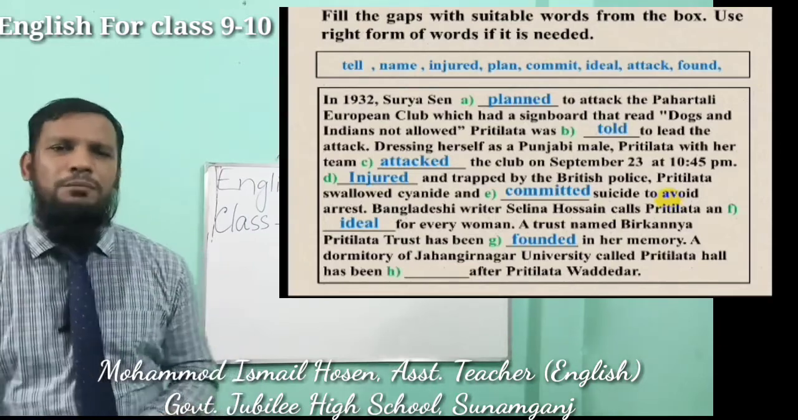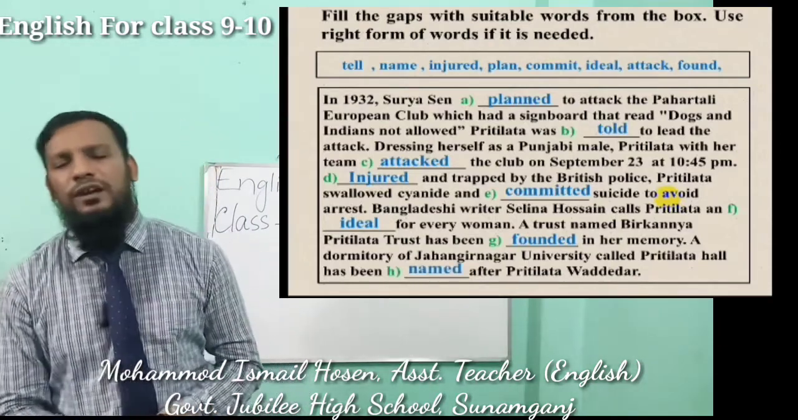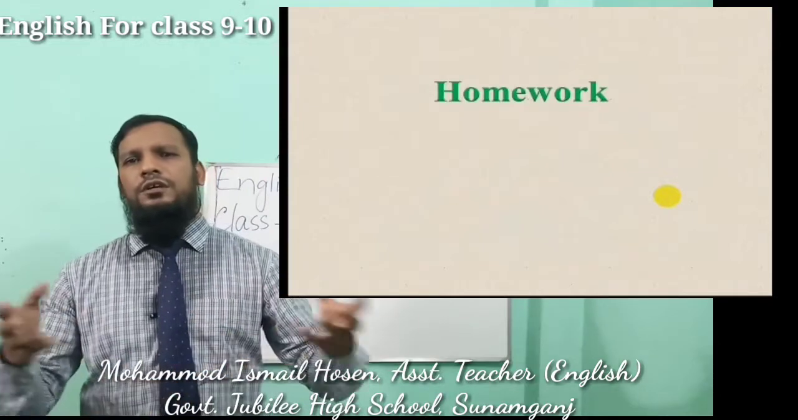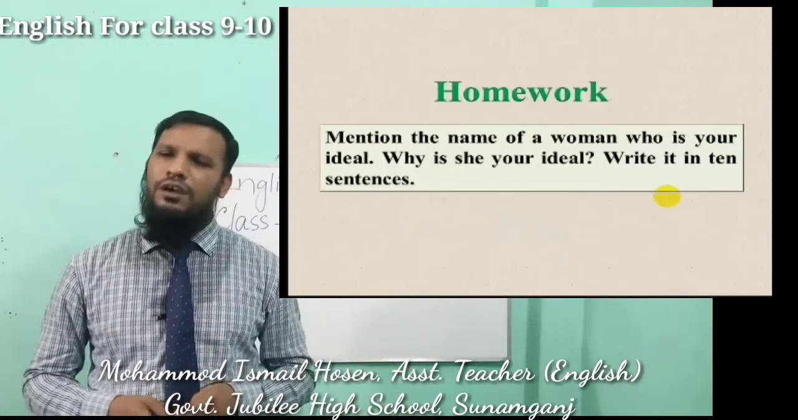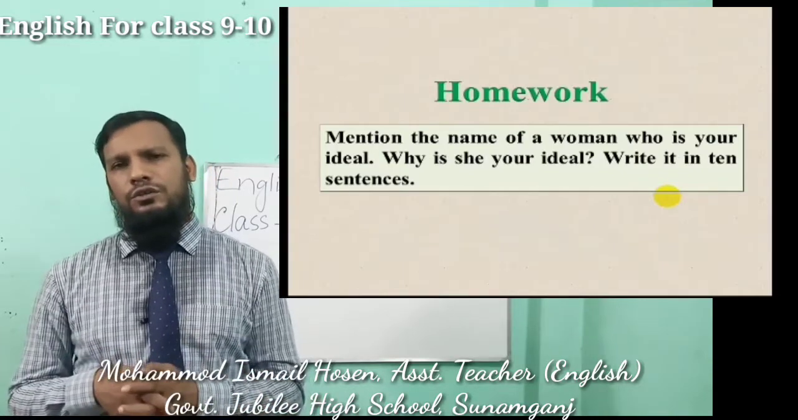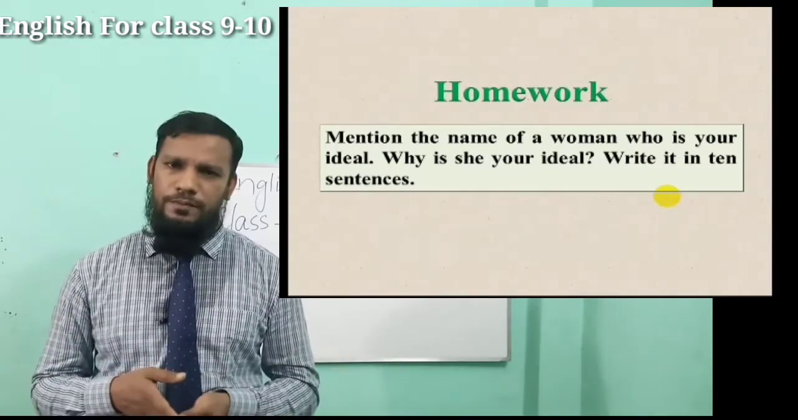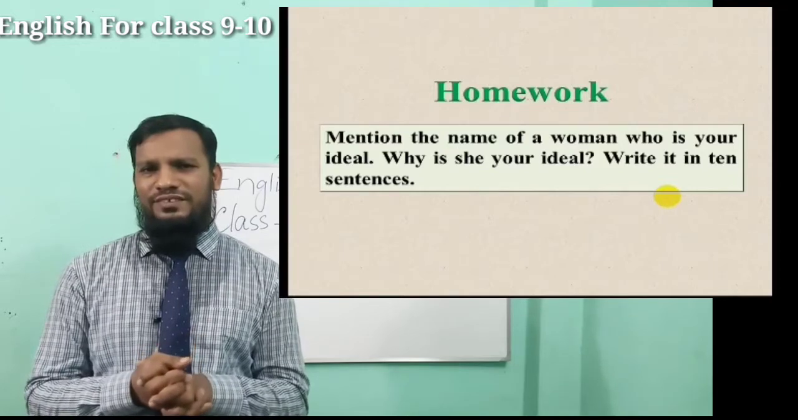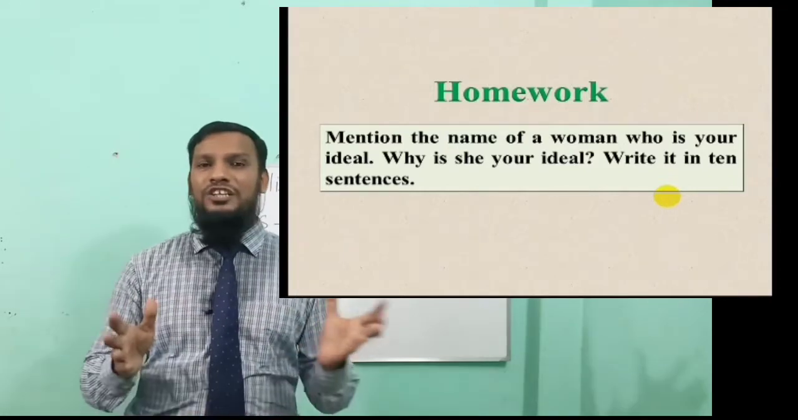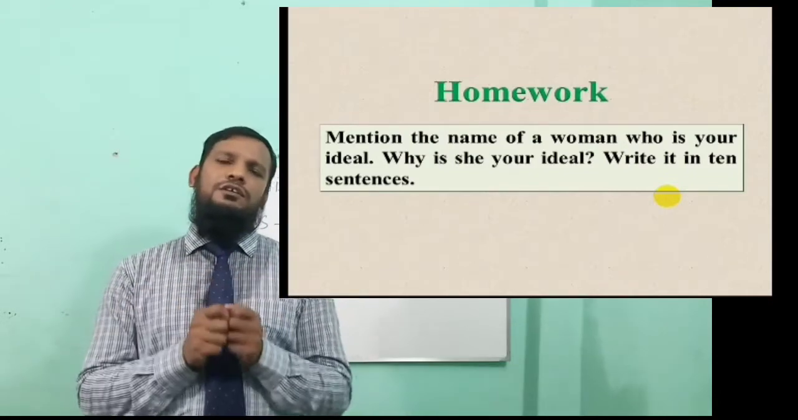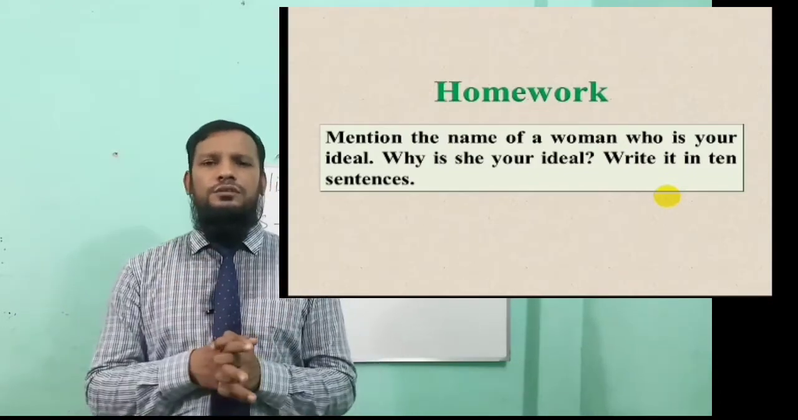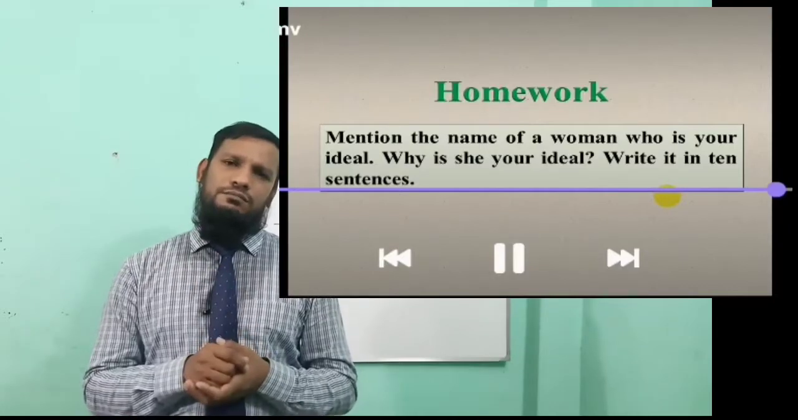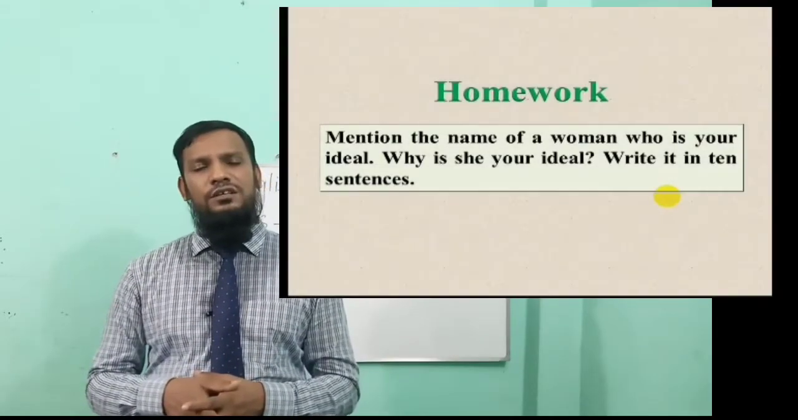We are going to sum up the session. We have read the text. We have learned about Pritilata, her student life, her activities, her thinking, and her deeds, and how she sacrificed her life. Now, I am giving you a homework. Please mention the name of a woman who is your idol. Why is she your idol? Write about a woman who is your idol in 10 sentences.